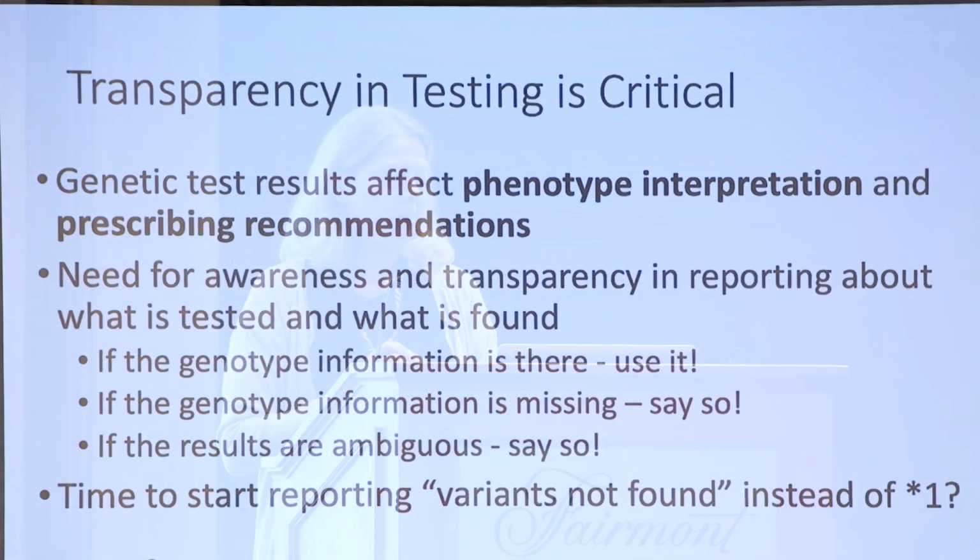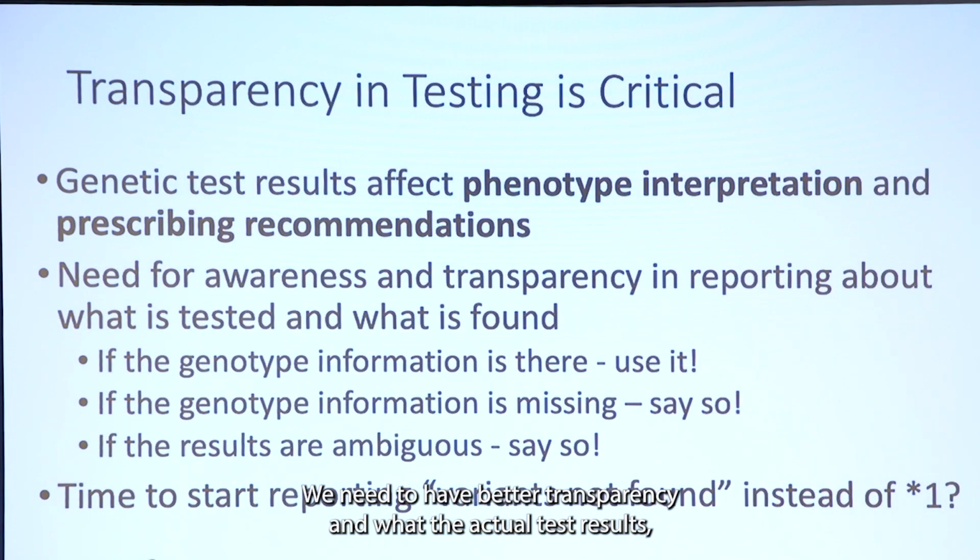So these tests, the transparency is critical. We need to have better transparency in what the actual test result, what the test tested for, what's missing, what didn't you test for in your test? That's really important for people to know, right? If you get a star 1, but you only tested for 2 alleles, it's like that warfarin example. Oh, you're not a star 2, you're not a star 3. We're just going to say you're a star 1. And we know that's not true.